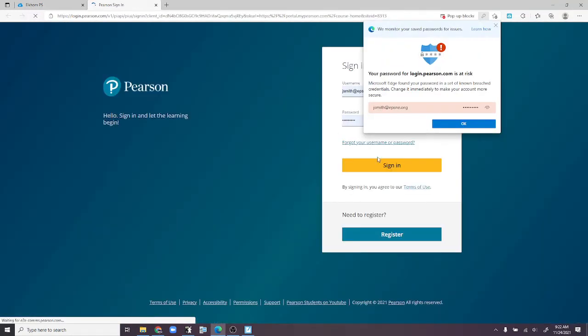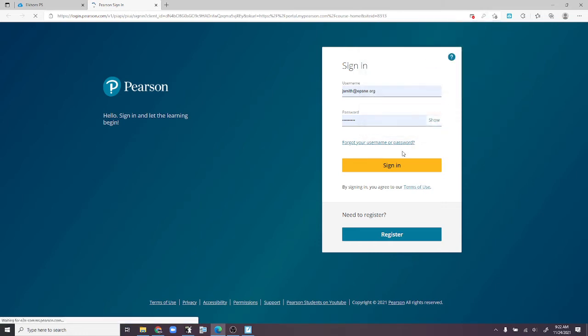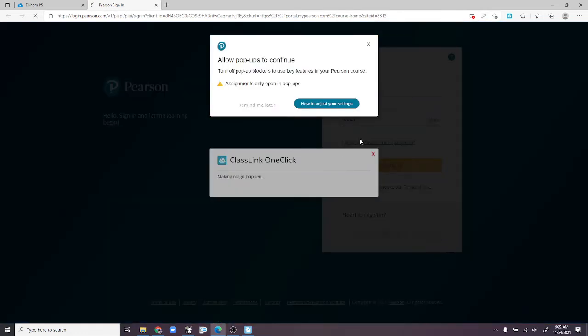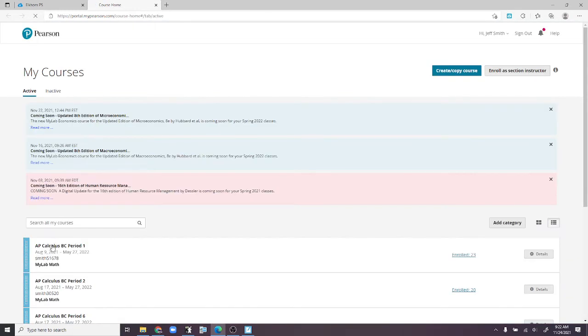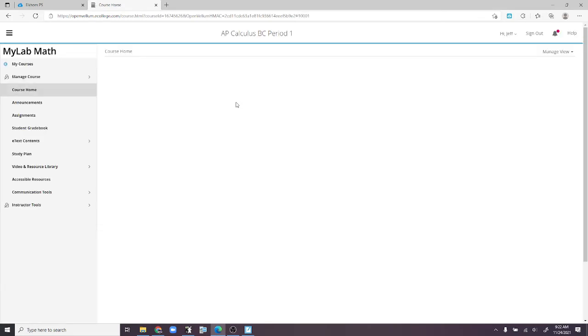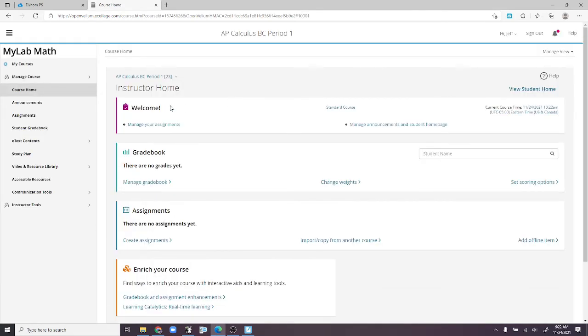20 clicks and I'll be there. Your password is at risk. That's fine. I'm sure I'll be all right. I don't think my password to this has a big street value.